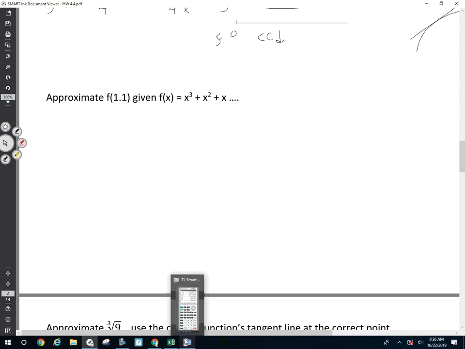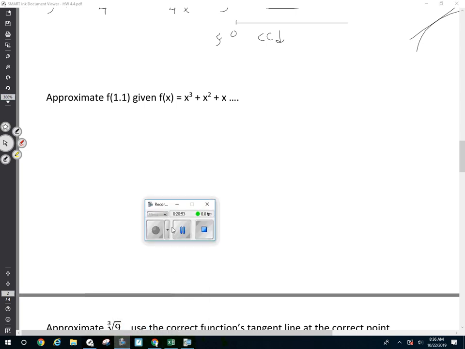All right, new one. I want to approximate f of 1.1 given this function. So here's the whole key to approximations. We don't know how to do this stuff by hand, like 1.1 cubed plus 1.1 squared plus 1.1. Don't try to do this, okay? I've seen people on quizzes actually try to do this because they don't know what they're doing. This is not the key to the lesson. The key to the lesson is we are using a tangent line at a point that we do know that is easy to work with to approximate tough function values.